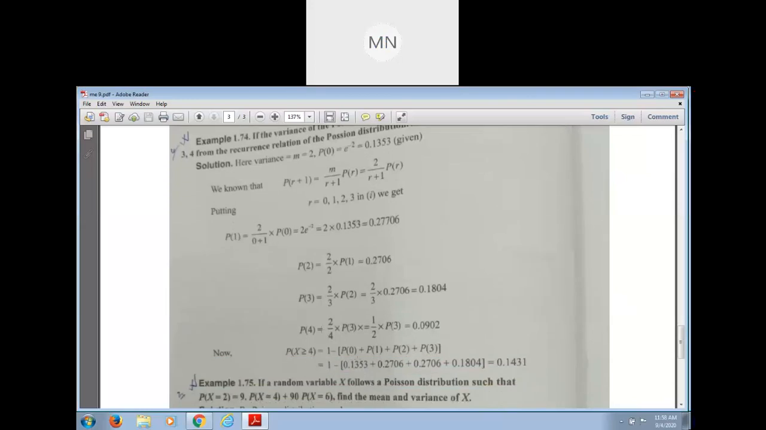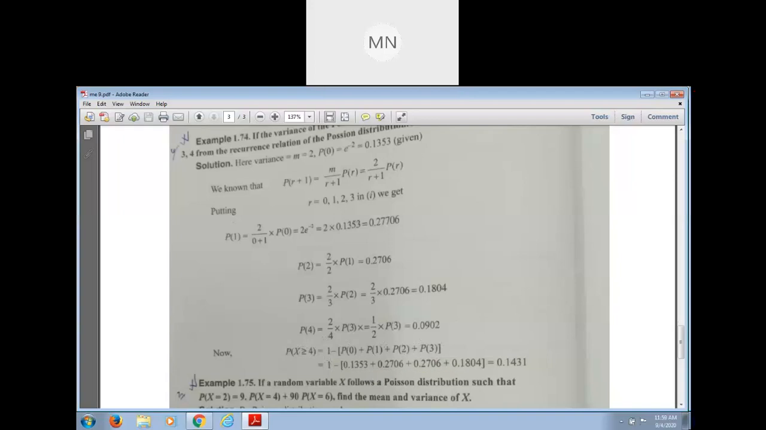Suppose we are asked to find the value of P of x greater than or equal to 4. In that problem, we have already found the values for x equals 0, x equals 1, x equals 2, and x equals 3. Therefore, because we have already found those values, to get the value of P of x greater than or equal to 4, what we did was subtract all the values from 1.